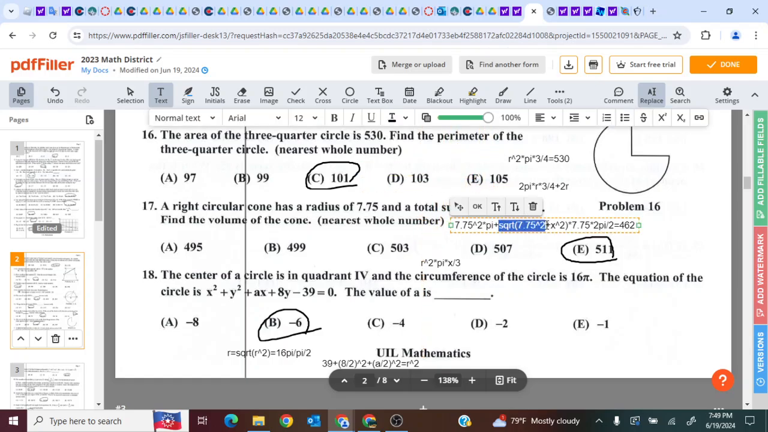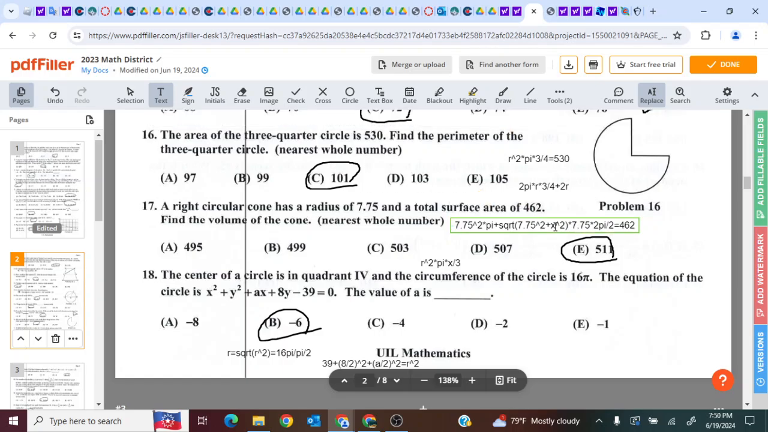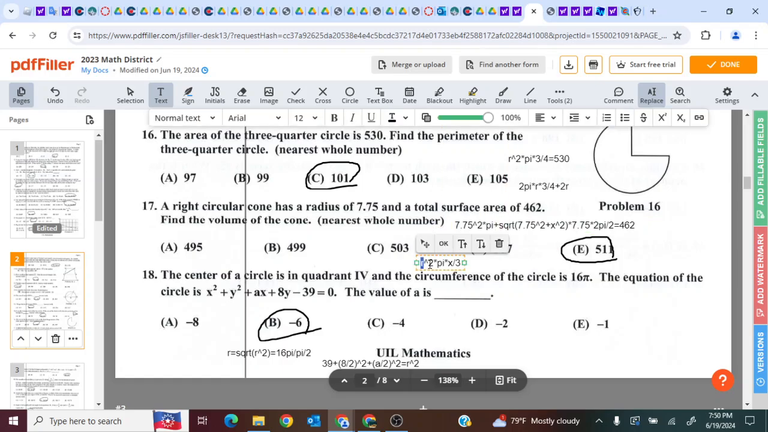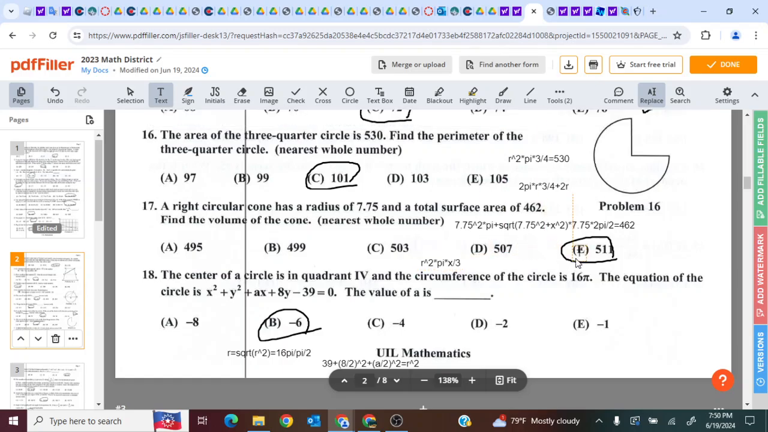So you get the slant height from that. That's multiplied by your circumference, which would be 2 pi r, and then you divide by 2 because that's what the formula requires. That value has to be equal to 462. That will get you some h value, or some x value, that represents the height. Then once you have that, you can do the volume of a cone: r squared times pi times your height over 3. If you do that, you'll get a volume of 511.